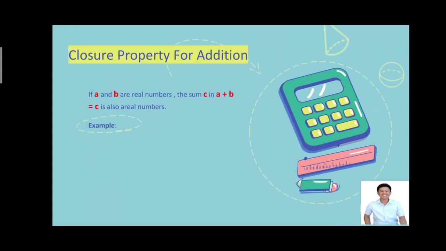Let's prove it with examples. 1 plus 2 is equal to 3, which is a real number. Our 1 is A, our 2 is B, and our 3 is C, and we know that 3 is a real number. That is example number 1. Number 2, 2 plus 3 is equal to 5, and 5 is a real number. So 2 is A, 3 is B, and C is 5. Next is 4 plus 5 is equal to 9, and 9 is a real number.